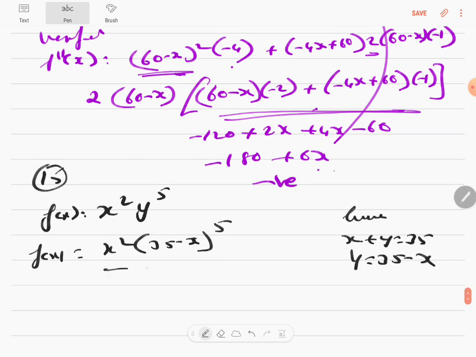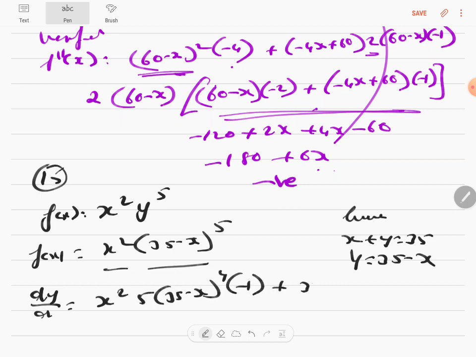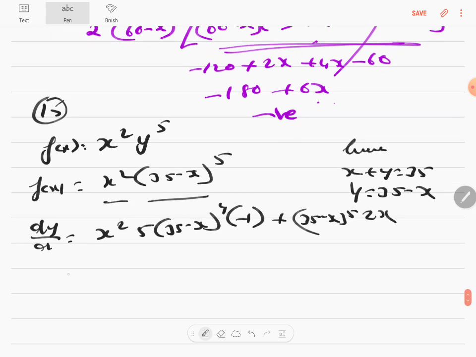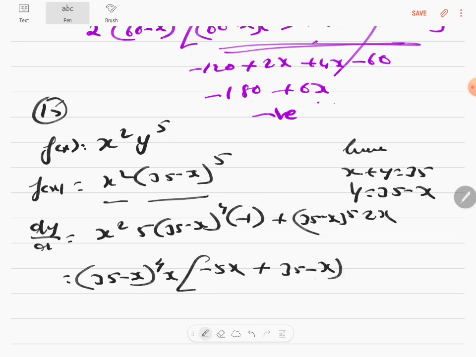I'm going to differentiate as u and v. And now it's all one variable. I can do dy by dx, which is, write the first one as it is, differentiate the second one, into minus 1, plus write the second one as it is, differentiate the first one, 2x. Now what is common in this? 35 minus x the whole to the power 4 and x is also common. So you have minus 5x plus 35 minus x into 2.